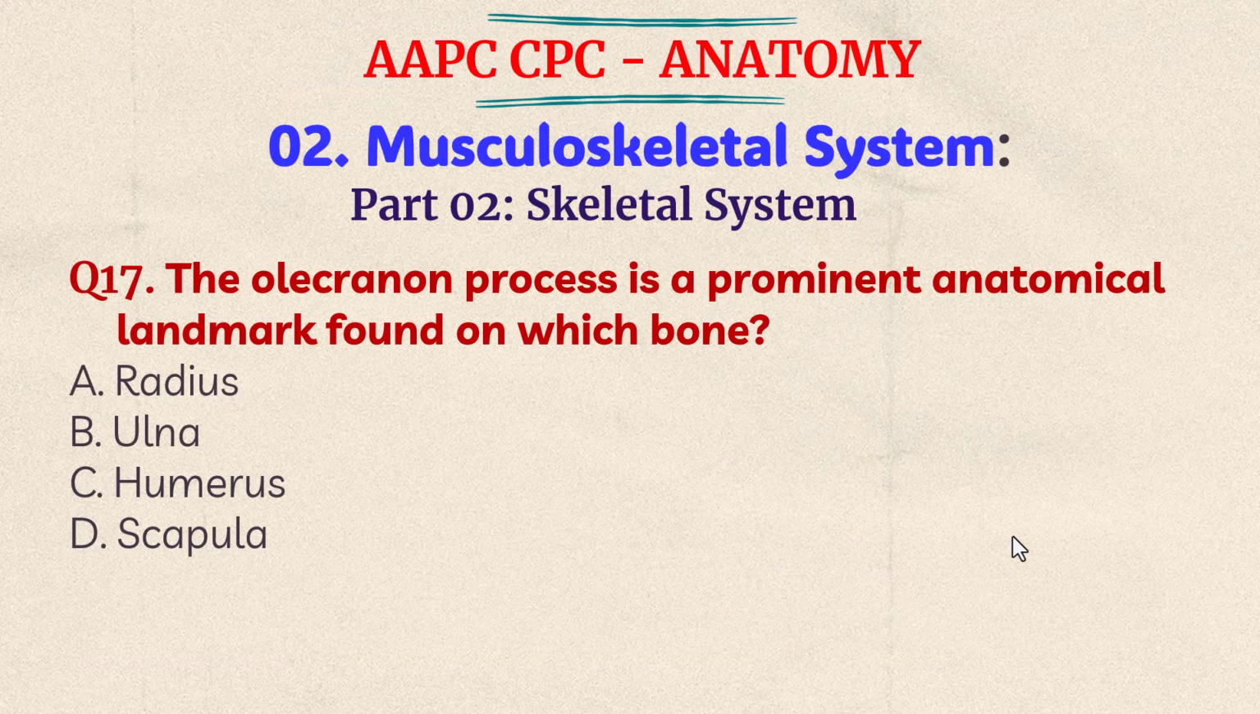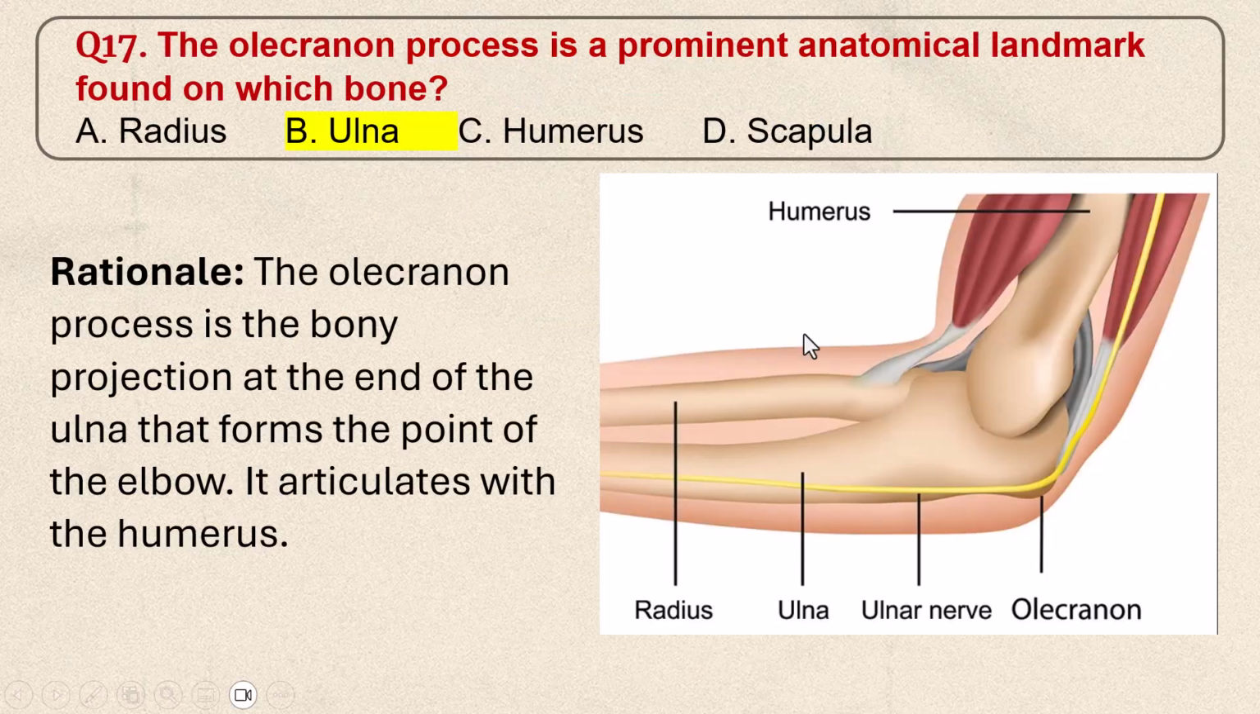Question number 17. The olecranon process is a prominent anatomical landmark found in which bone? A. Radius. B. Ulna. C. Humerus. D. Scapula. Pause the video and think the answer. The correct answer is B, ulna. You can see in the ulna bone, the olecranon process here. The olecranon process is the bony projection at the end of the ulna that forms the point of elbow. It articulates with the humerus.